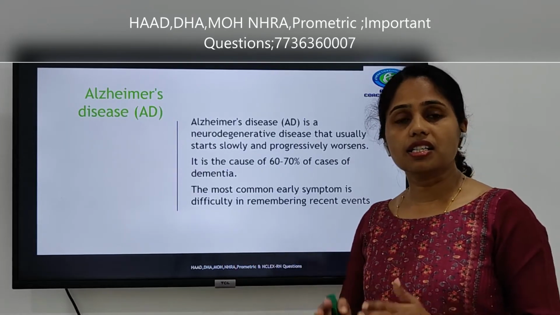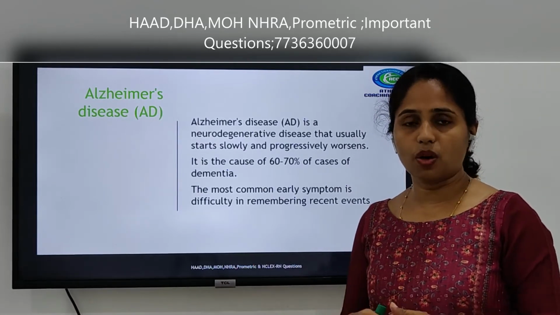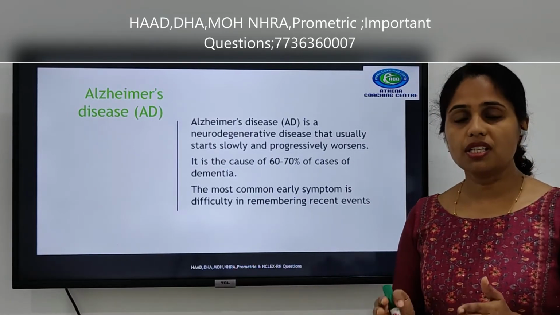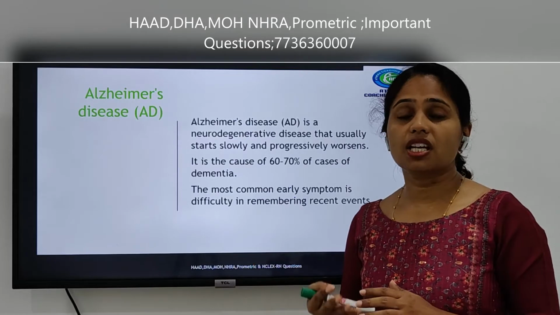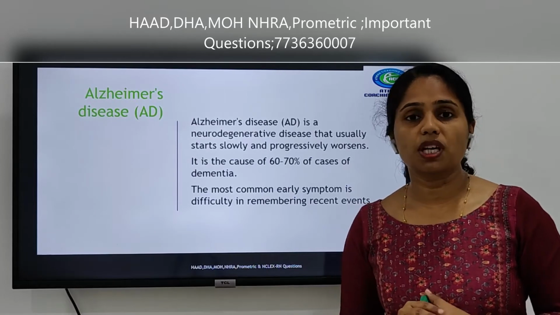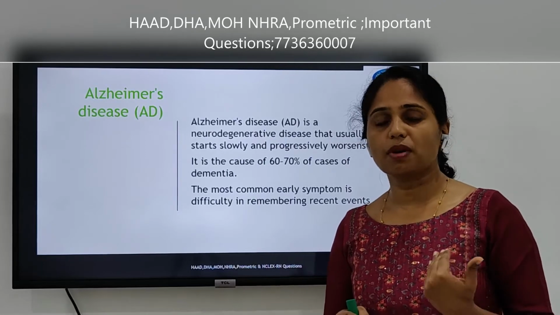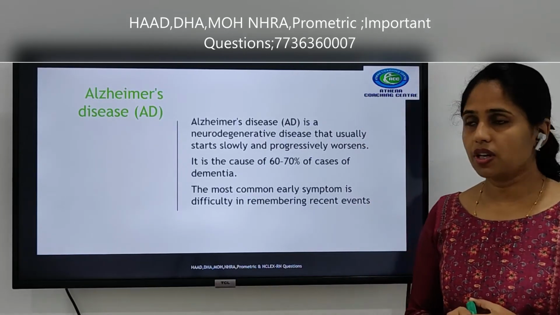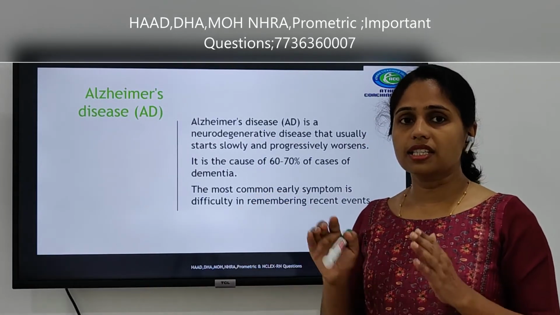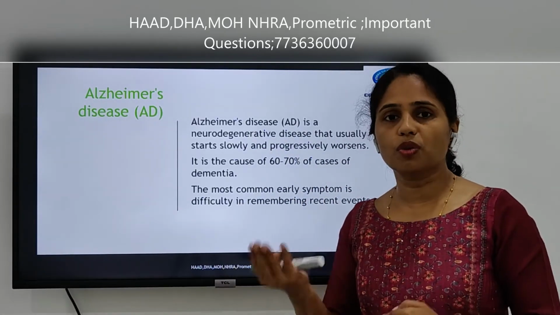The early sign of Alzheimer's is memory loss, where the current or present memory won't be intact, and the past memory will be intact. That means the patient is able to remember what happened in the past, but what is going on currently, the patient won't be able to recollect. Present memory will be absent and past memory will be intact in Alzheimer's. That is considered a cause for dementia, and this is a neurodegenerative disease that usually starts very slowly and progressively worsens.